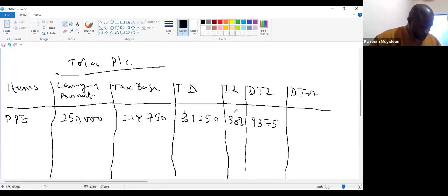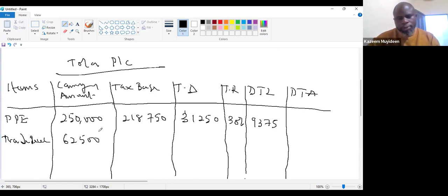That is that. I'll now go to the second one. We have trade receivable, 62,500. Tax rate, they did not give me the tax base. How do I determine the tax base now? Good. Look at the principles you now apply to determine the tax base.